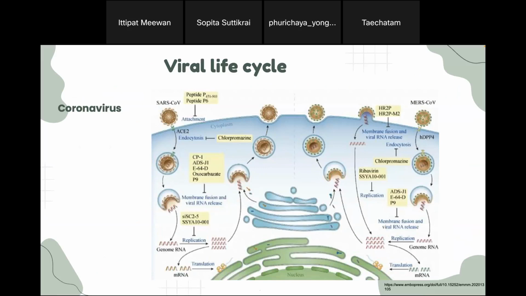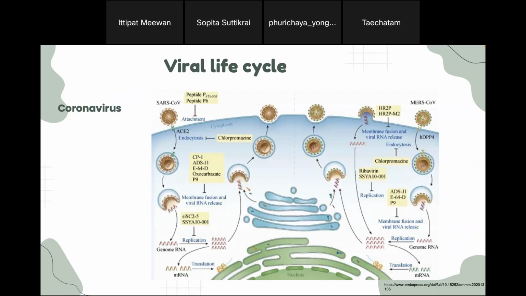This one is the example of the SARS-CoV virus when it infects the cells. It will bind to ACE2 on the cell's surface here, and then it will be transported into the cells by endocytosis. At some point here, it's going to fuse its viral envelope to the membrane of the cells right here. So it will then release the genome.